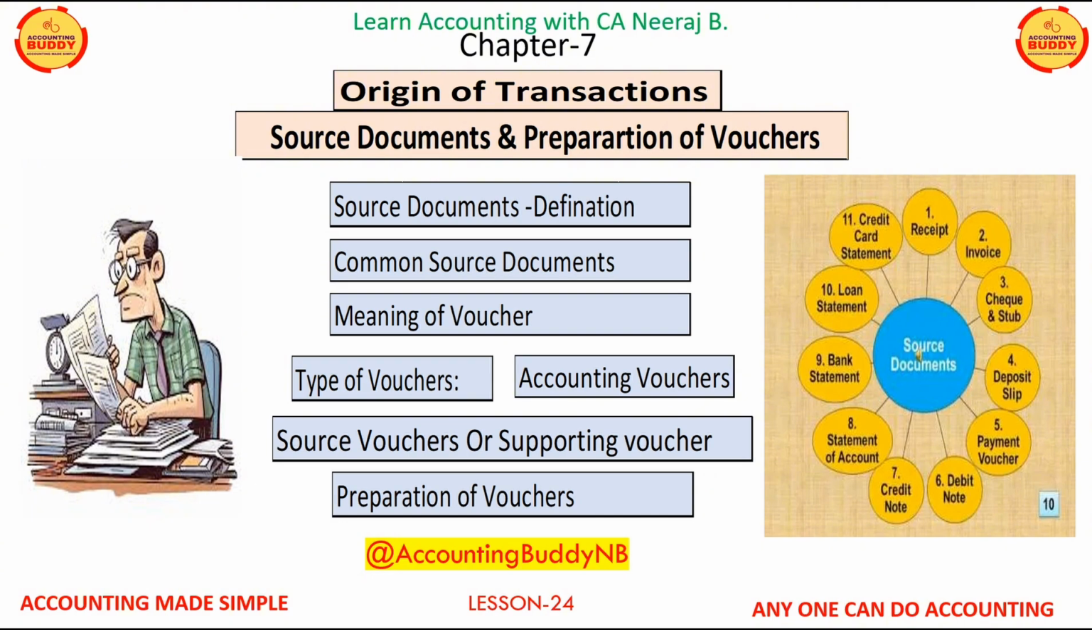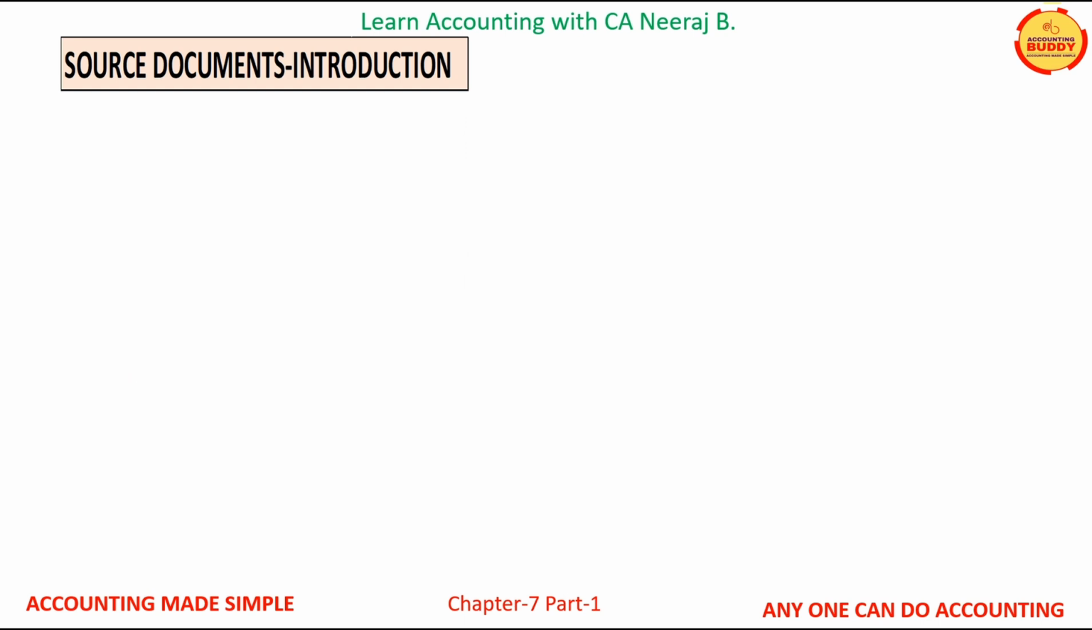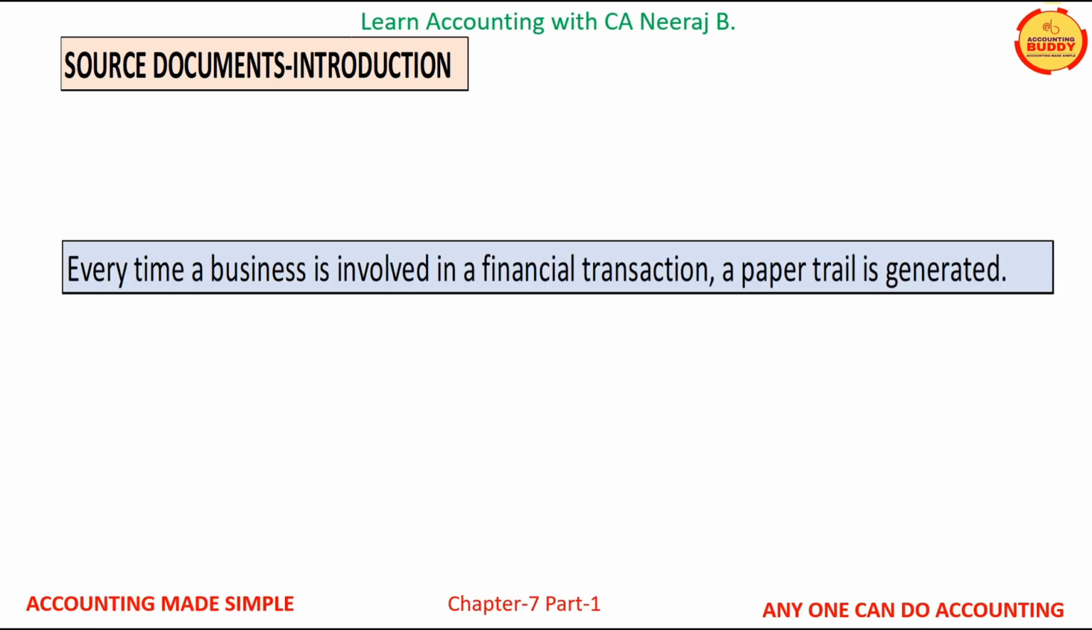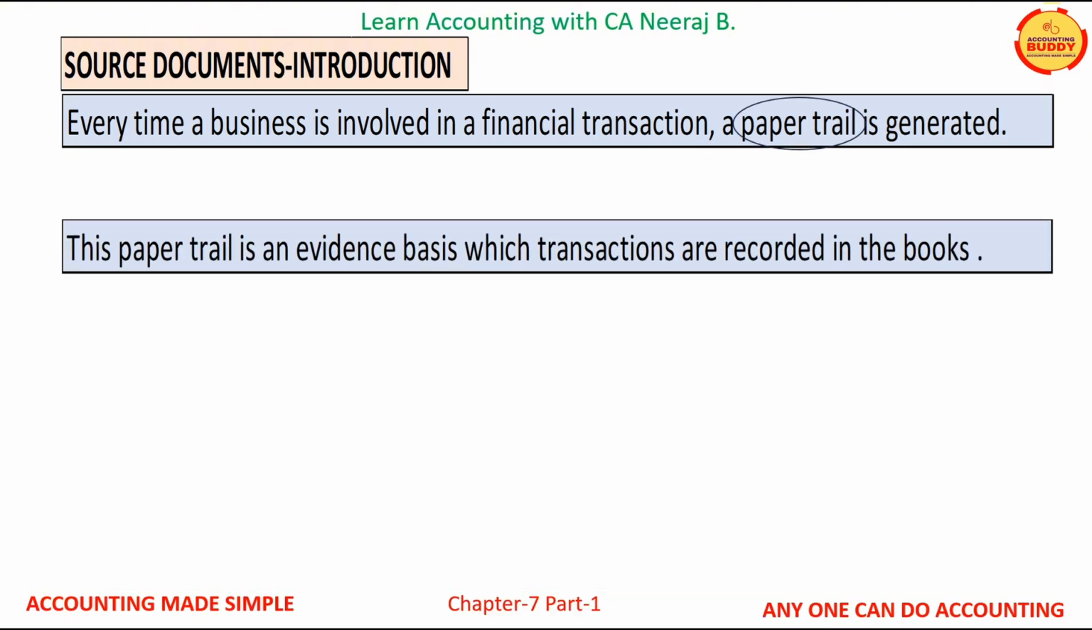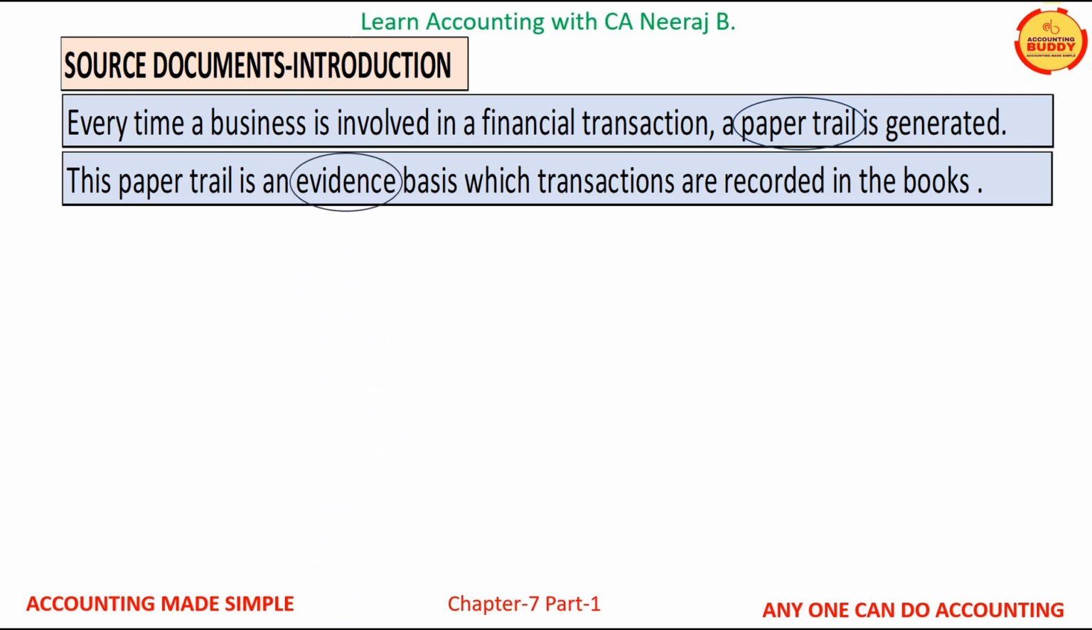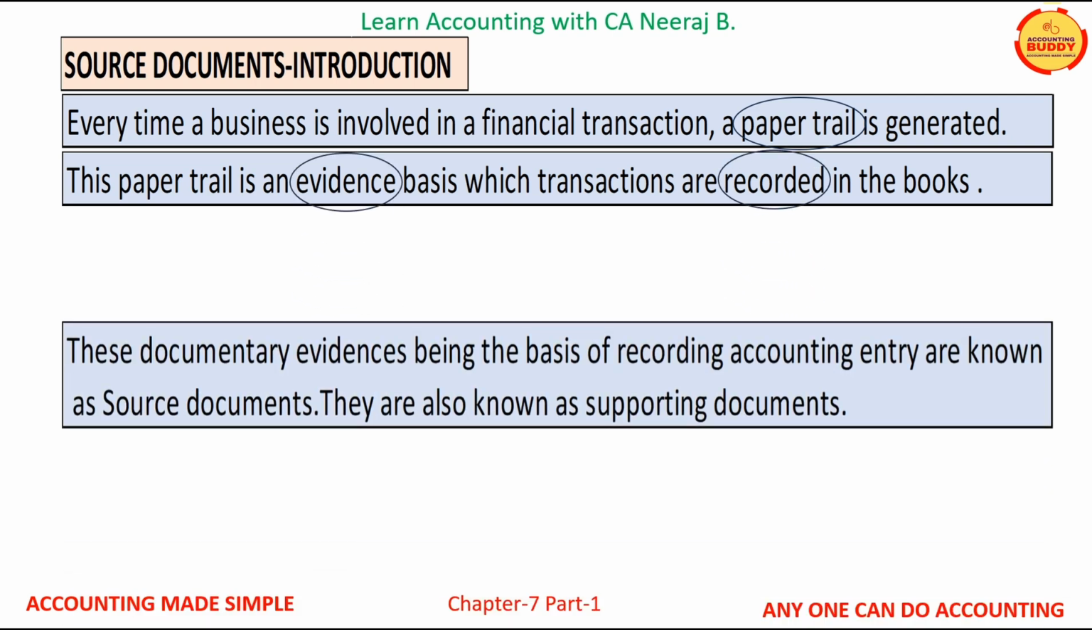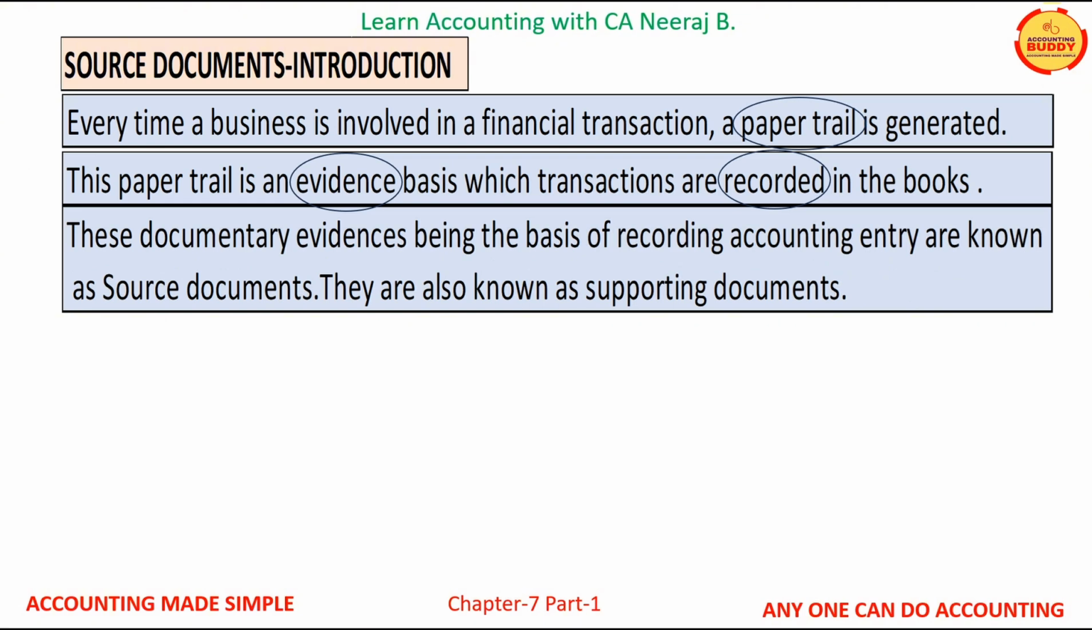Let's get started. Let us familiarize ourselves with the term source document. Every time a business is involved in a financial transaction, a paper trail is generated. This paper trail is an evidence basis which the transactions are recorded in the books. These documentary evidences, being the basis of recording accounting entry, are known as the source document. They are also known as the supporting documents.